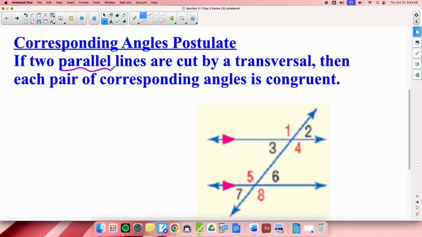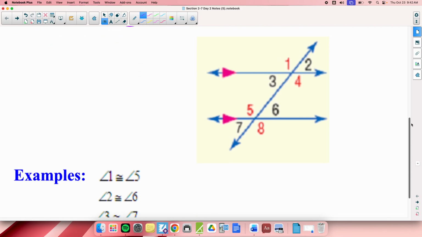What this first postulate says is if you have two lines cut by a transversal and they're parallel, all of your pairs of corresponding angles are congruent. So what that means is if I knew this was 100, I would know this is 100. Does that make sense? Remember, corresponding are in the same position. Then, if this is 100, wouldn't this be 80? Because it's a line, right? If that's 80, this is corresponding with that, okay?